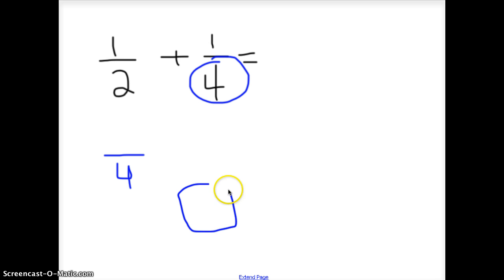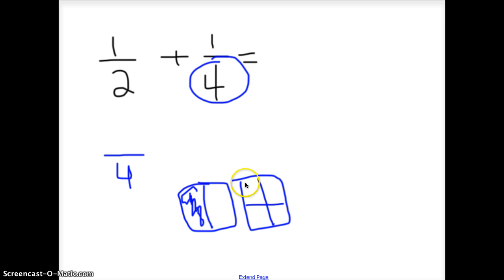So if I make a square, and that was colored in half, so this side, and the equivalent to that would be how many fourths? Cut that in 4s. I want it to look the same. I want half the shape. So that would be 2. 1, 2 of the 4 is an equivalent fraction.